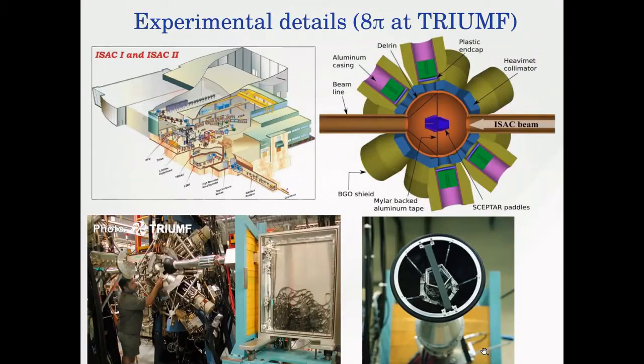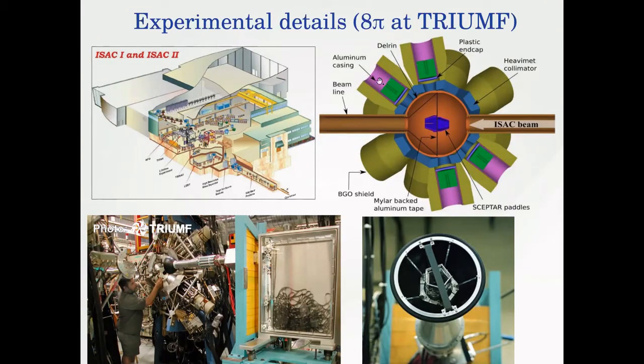So this experiment we did at TRIUMF using the old 8pi detector. This is an example of the ISAC 1 and ISAC 2 facilities at TRIUMF. You have roughly 500 MeV protons coming from the cyclotron. It smashes into a large target, a silicon carbide target that's heated, and then the neon 19 is mass separated and it goes to this RFQ, and it comes out here where the 8pi is located.